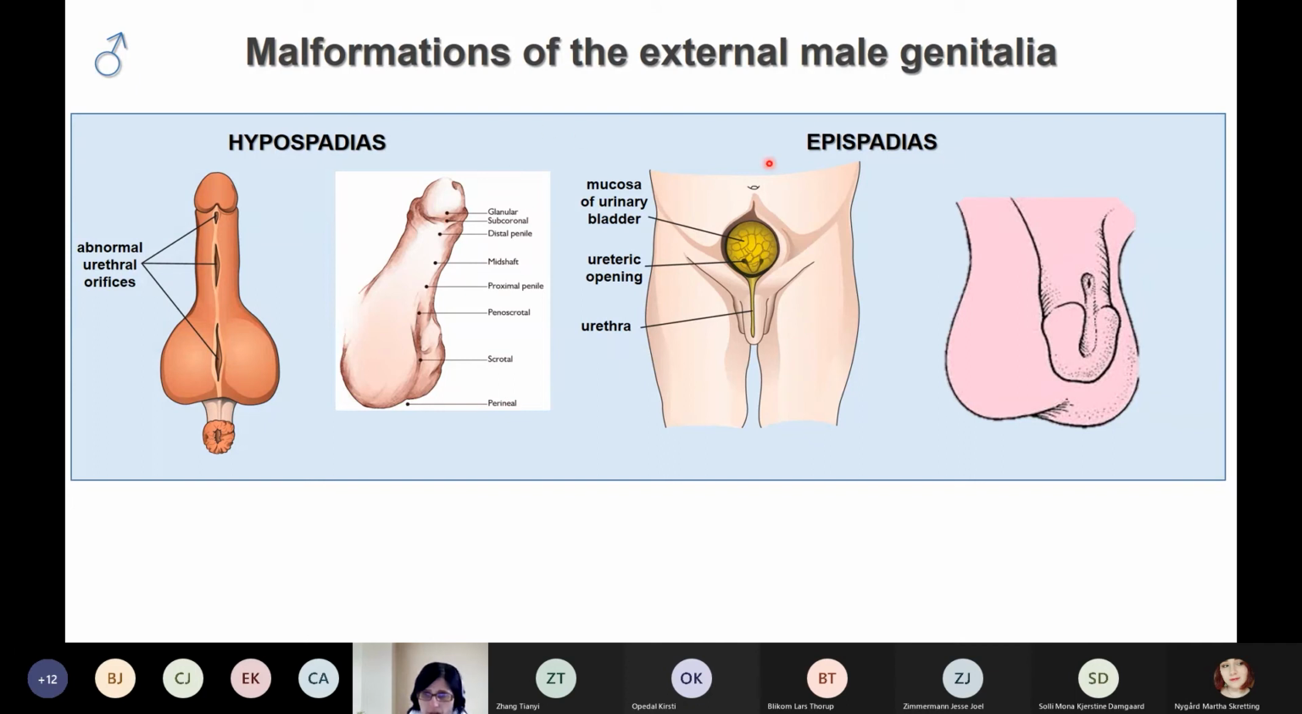In case of epispadias, the other problem with the urethral opening, the external urethral orifice is found on the dorsum of the penis. It could be an isolated malformation, but generally it is associated with exstrophy of the urinary bladder and with impaired closure of the anterior abdominal wall. Therefore, we could see here the mucous membrane of the urinary bladder with the disturbed anterior abdominal wall. Here we could also see a picture of epispadias.